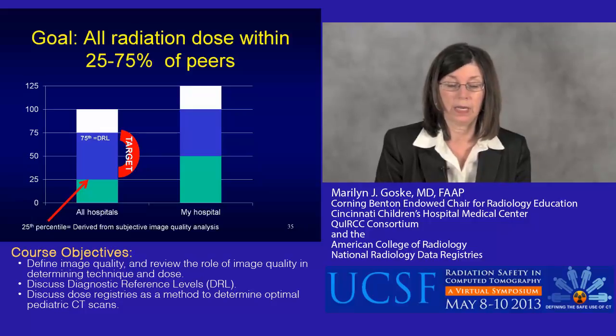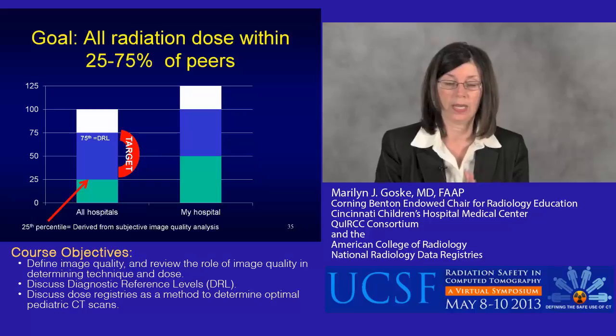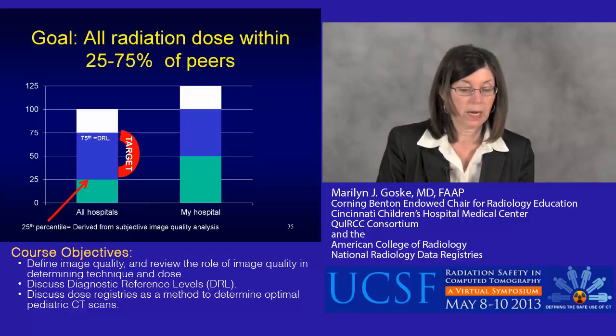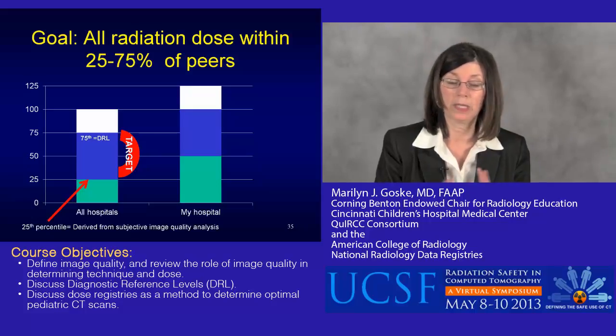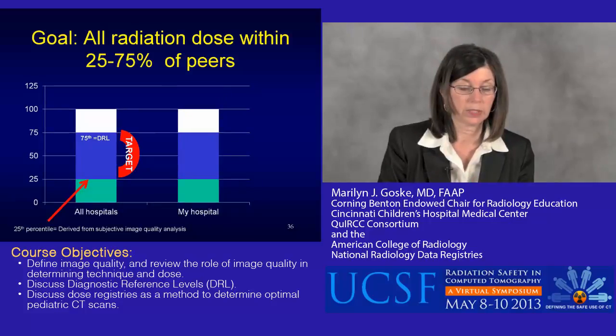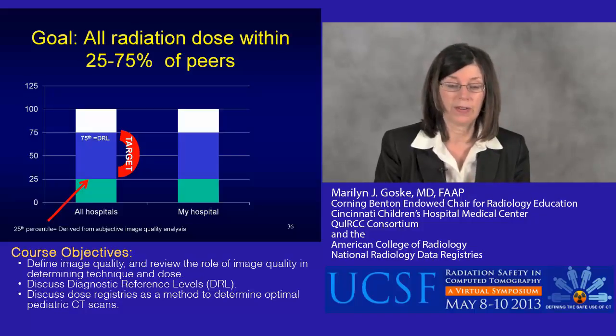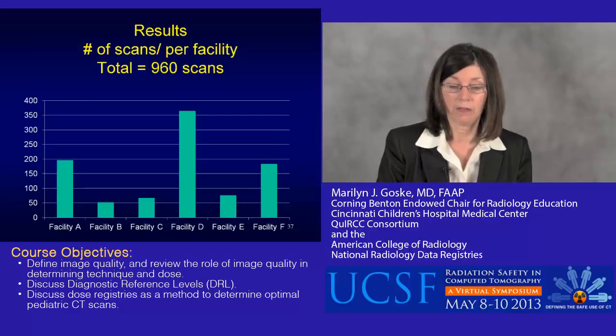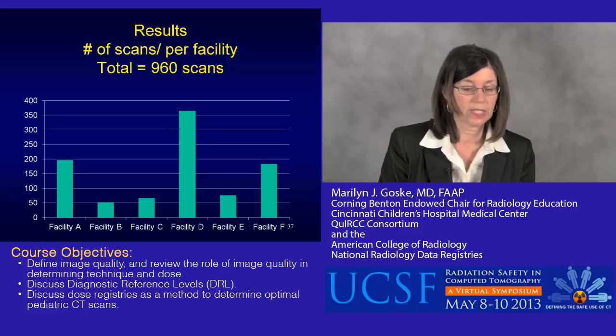Here, a facility, before they do any intervention or quality improvement, you can see that their 75th percentile, or DRL, is higher than it should be. And then as they perform different investigations and quality improvement, this next slide shows how we want facilities to come into more similar alignment. For the QuIRCC study, we had a total of 960 scans that were contributed by different amounts by different facilities.